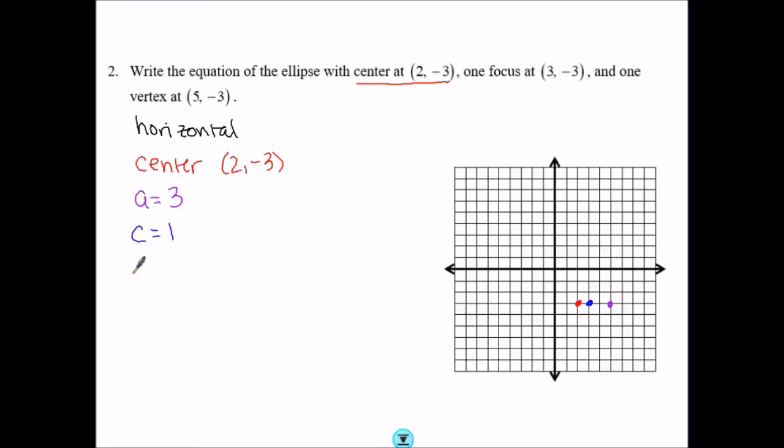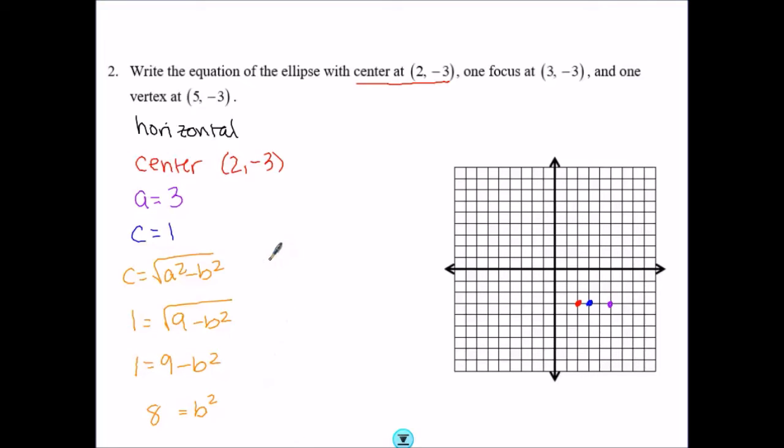So we have c equals the square root of a squared minus b squared. When we plug our numbers in, we have 1 equals the square root of 9 minus b squared. Square both sides and solve for b squared. We get that b squared is 8.